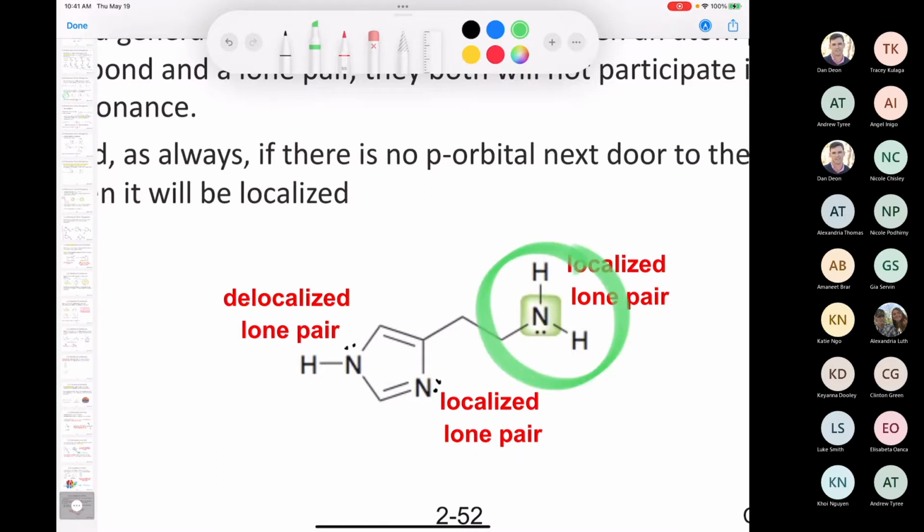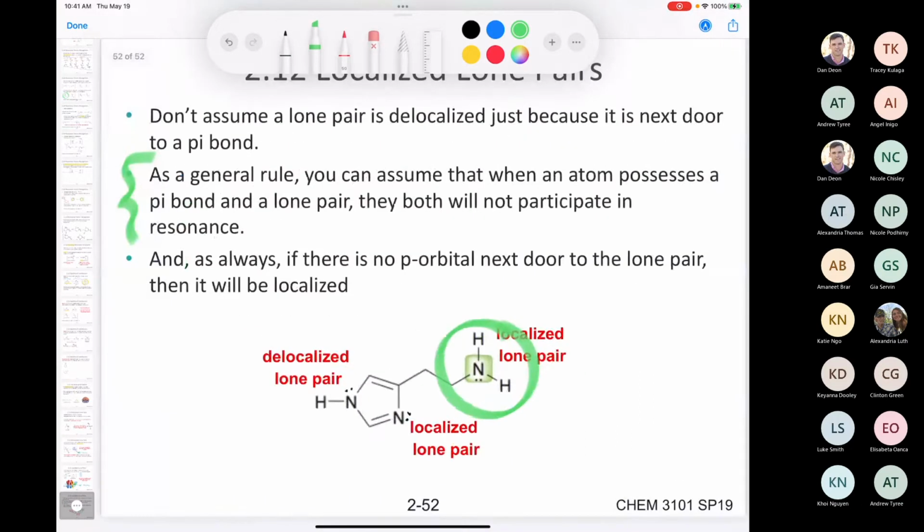Let's start with this one here that I have in the green circle. You can see that there's no p orbital next door to the lone pair. Therefore, it's going to be localized. If you look at this carbon right here, that carbon is sp3 hybridized. Therefore, there's no empty p orbital or no p orbital at all there. So therefore, that lone pair is localized.